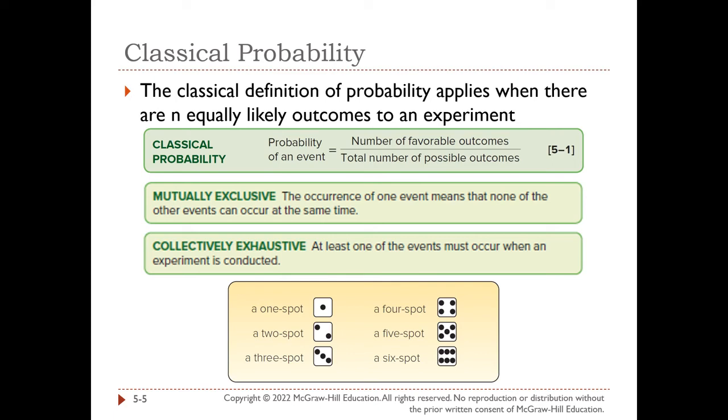Mutually exclusive means the occurrence of one event means that none of the other events can occur at the same time. Again, on a roll of a die, you have mutually exclusive events because only one could happen. When we look at collectively exhaustive, at least one of the events must occur when an experiment is conducted. So again, one of the events in our 6 has to happen, which means most likely we will land on an even one eventually. Yay!